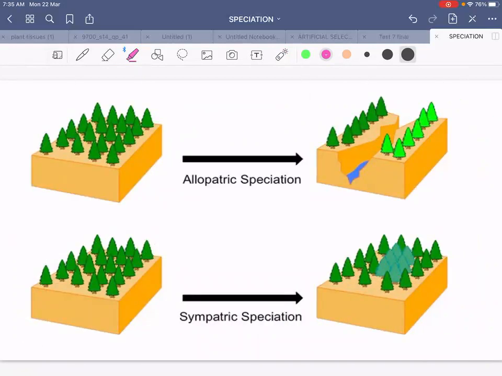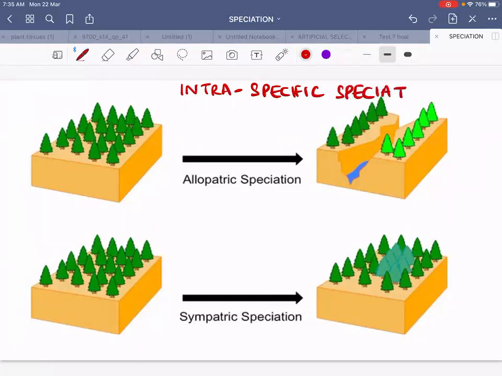Allopatric speciation, sympatric speciation. Again, remember, both of these are being described under the heading of intra-specific speciation. Okay?